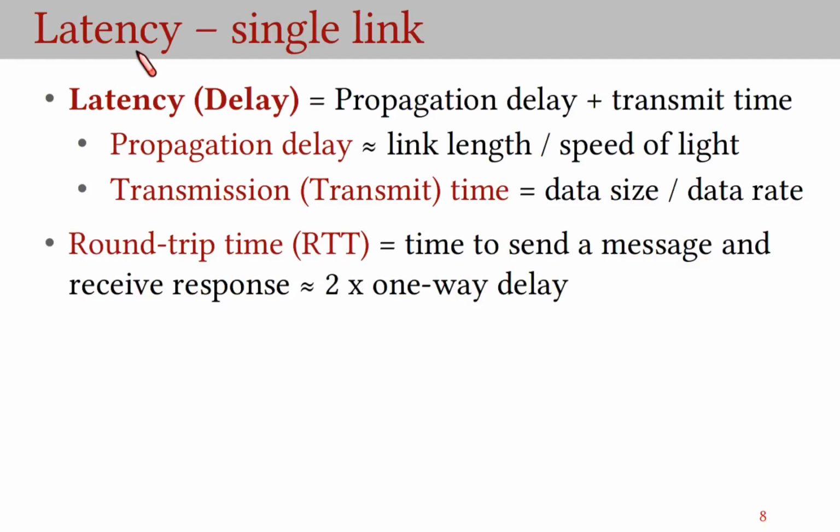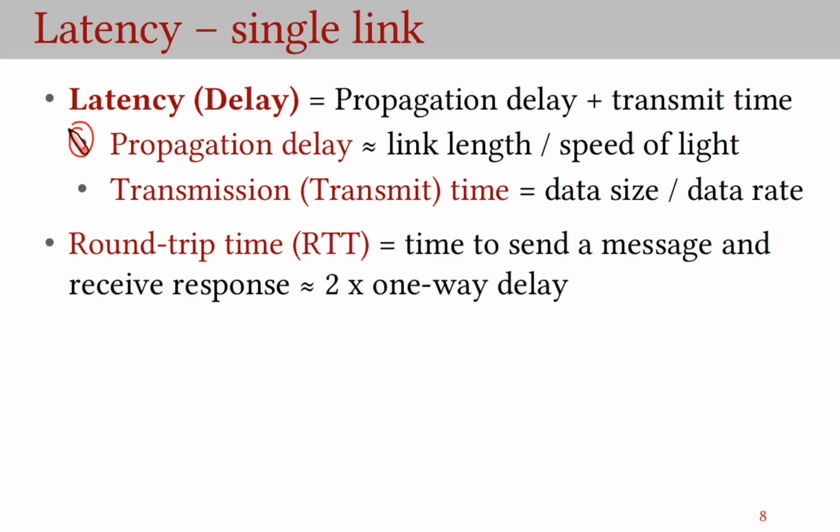Latency is the second fundamental performance metric. Latency is also referred to as delay. Latency means the time it takes a packet to travel from the sender to the receiver. The latency on a single link has two components: propagation delay and transmit time or transmission time. Propagation delay is the time that signal takes to travel from the source to the destination.